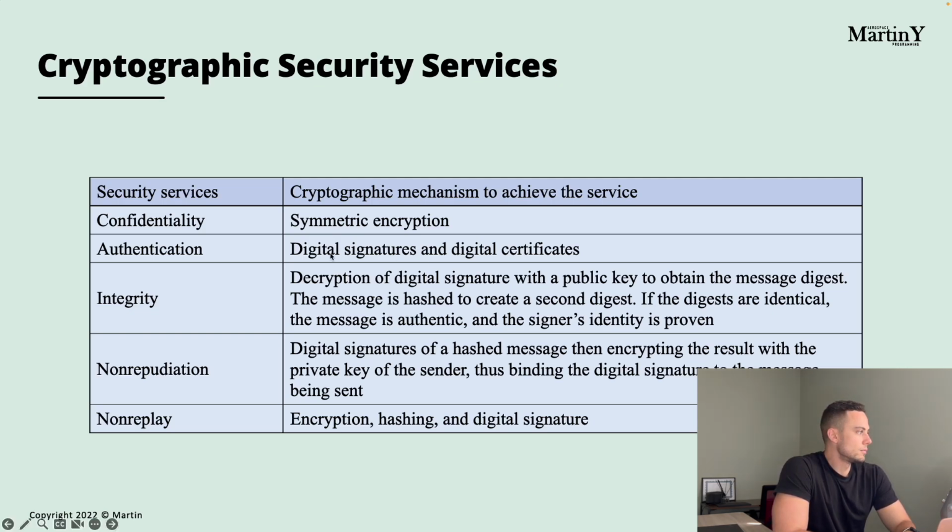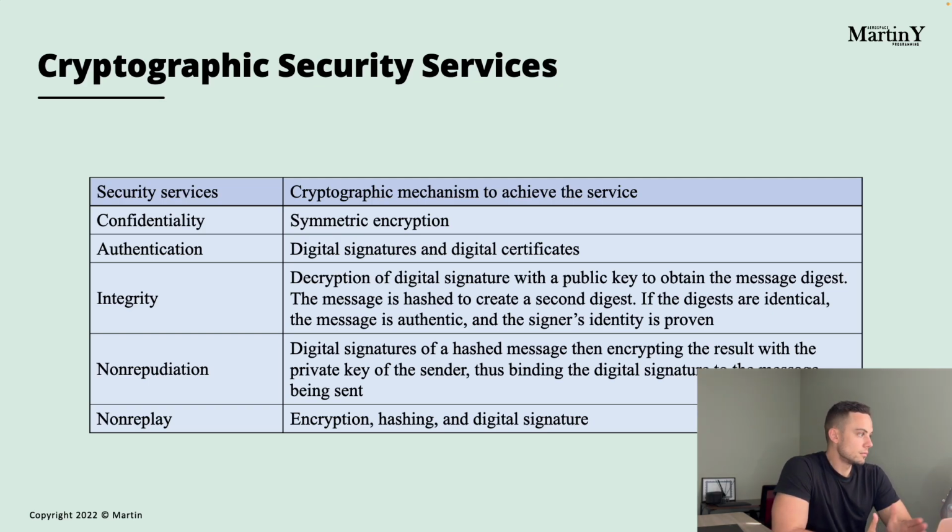Okay, so we have confidentiality, which is achieved with symmetric encryption. We have authentication achieved with digital signatures and digital certificates. We have integrity, which is mainly achieved with hashing, but also with encryption and decryption. We have non-repudiation achieved with digital signatures, and non-replay, which is achieved with encryption, decryption, hashing, and digital signatures.